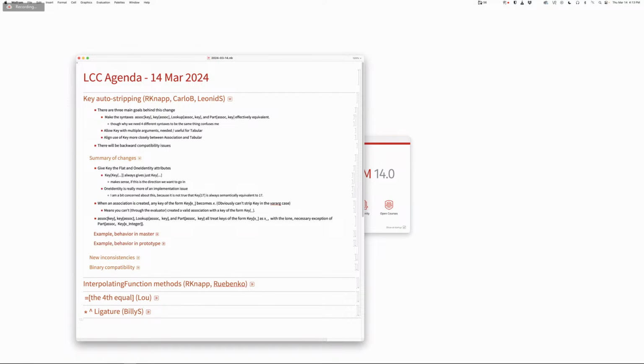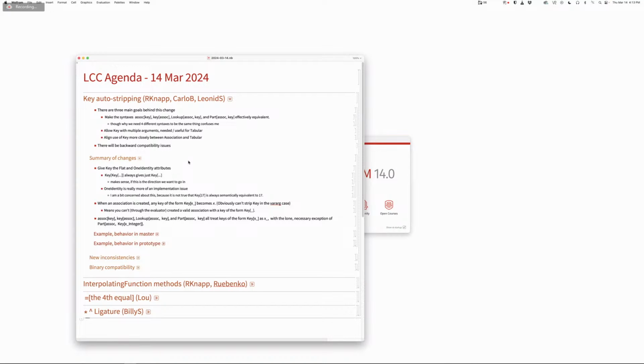So the first change is to give Key the Flat and OneIdentity attributes. Assuming we agree with this whole direction, Flat is, I think, uncontroversial. The OneIdentity I am personally, I mean, I understand why it makes some things cleaner, but given that it's not always true that Key of X and X are semantically equivalent, I find it iffy. OneIdentity would not necessarily affect evaluation. It affects pattern matching, but not necessarily evaluation. Is that a true statement? That is correct. I'm just saying that it's a little bit iffy.